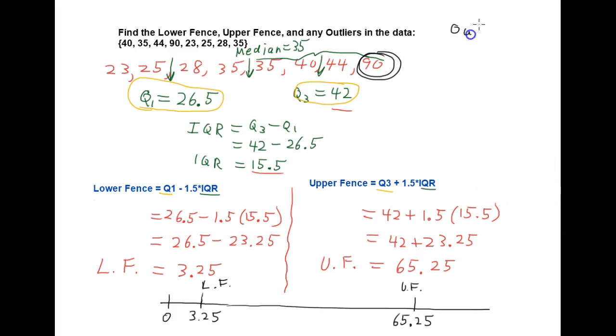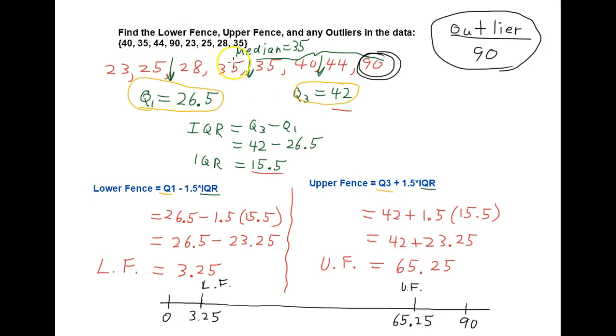I'll say outliers. I'll just label it one outlier because we have the one. 90. And the reason that is an outlier is, again, because 90 would be above what we would call that upper fence. So that's the steps. Those are the steps to finding any outliers.